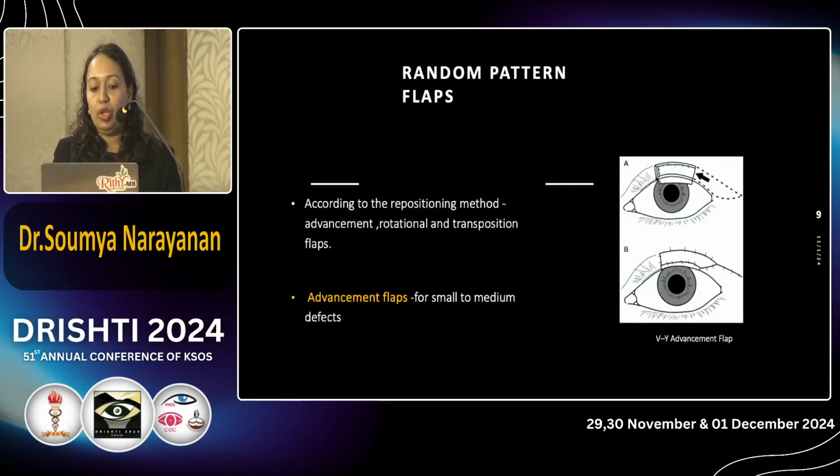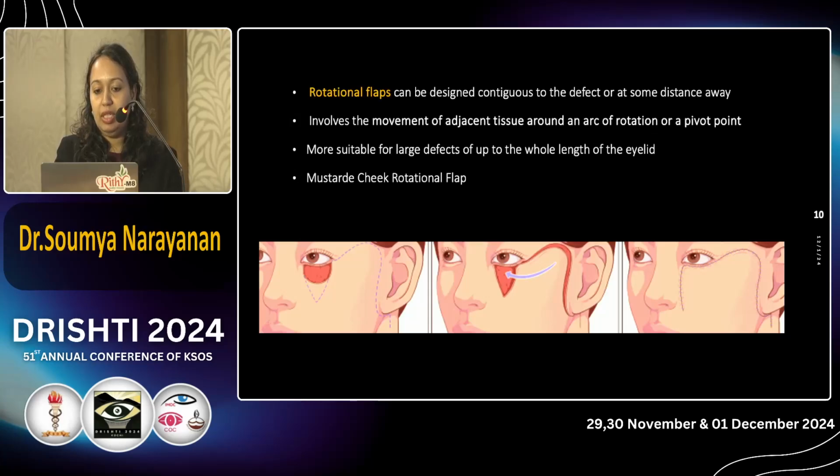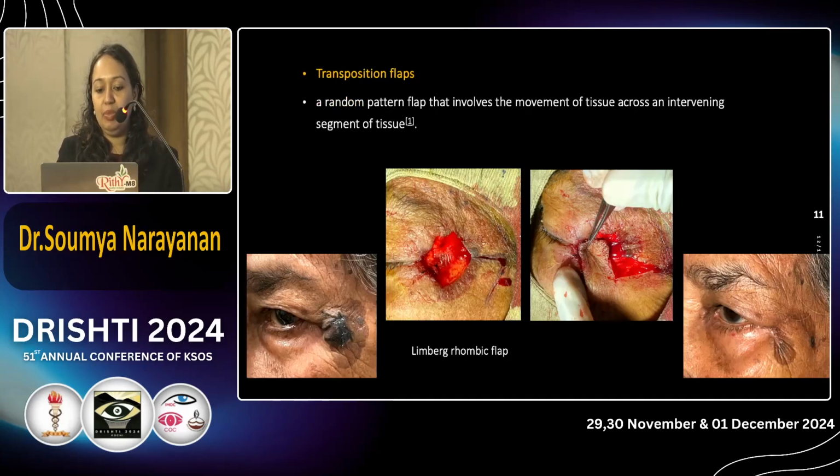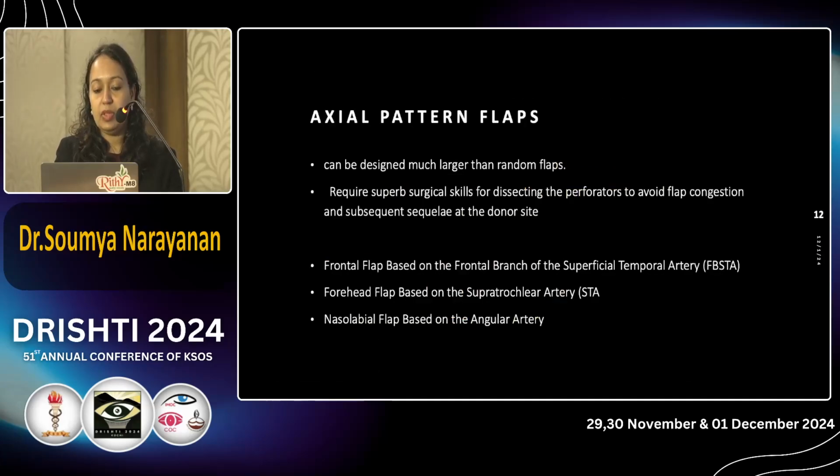Depending on the reposition method, we can use advancement, rotation or transposition flaps. This is an example of a VY advancement flap. This is a case of Mustardé's cheek rotation flap, and this is a transposition flap that we used for a lateral canthal BCC. Axial pattern flaps can be based on the superficial temporal artery, supratrochlear artery or angular artery.